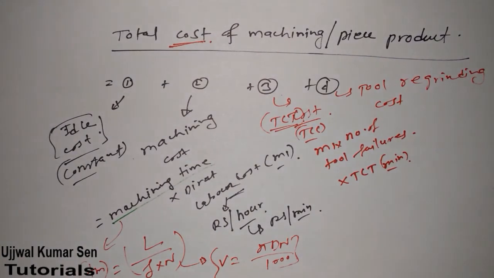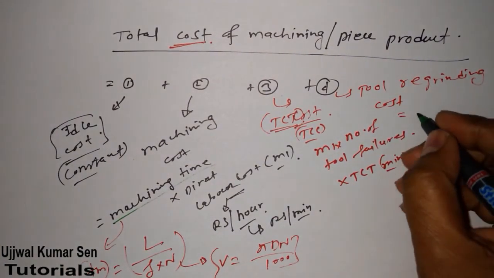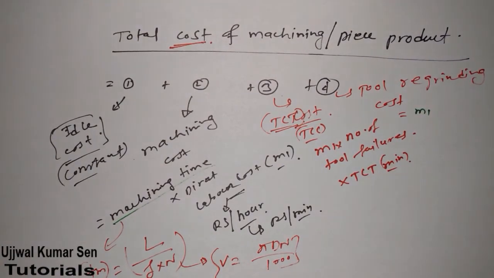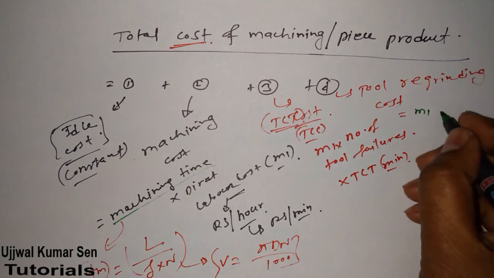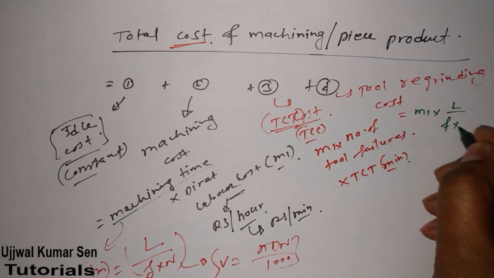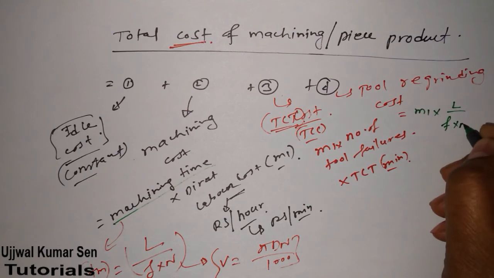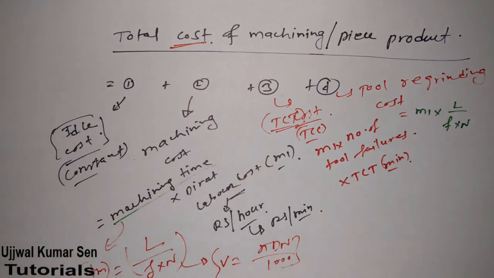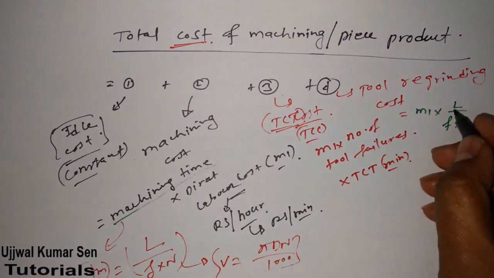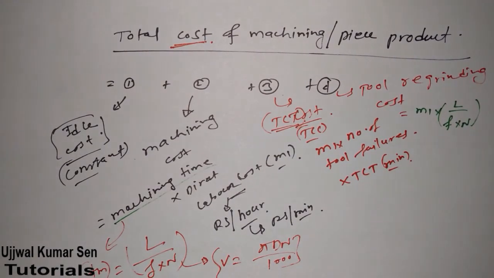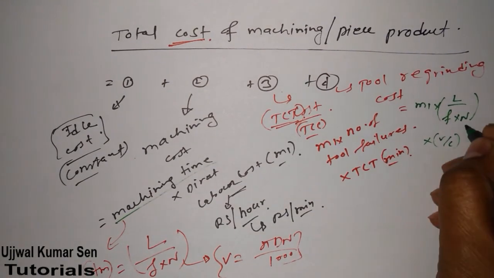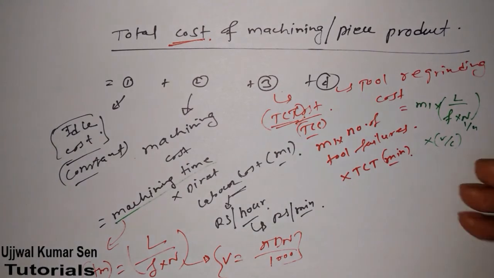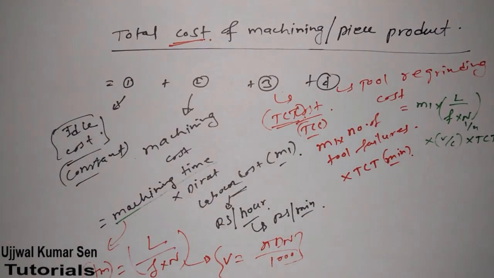Tool regrinding cost. Again here I have to relate with that term, that is M1, which means direct labor cost, into L by F into N. What is L? What is F? What is N? I have already shared with you. This is known as machining time, L by F into N, multiplied by V by C to the power 1 by N into tool changing time.